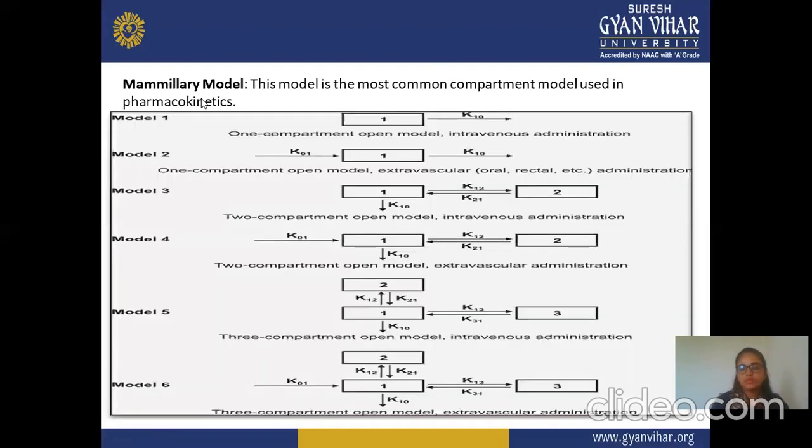This is the mammillary model, a subtype of the compartmental model. In the mammillary model, there are 6 models, and we classify them according to the number of compartments. The first 2 are one compartmental models, the next 2 are two compartmental models, and the next 2 are three compartmental models. Now we compare how each model works.